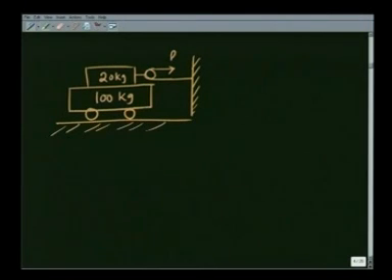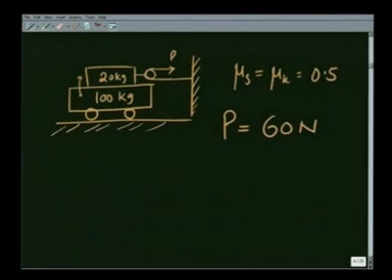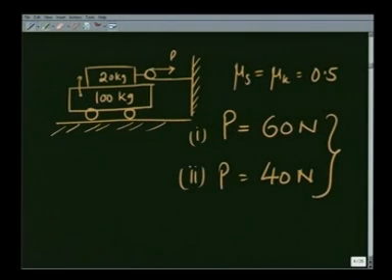The coefficient of friction, whether static or dynamic, let us take it to be the same, between these two masses is given to be mu s, almost the same as mu k, equal to 0.5. And we would like to know what are the accelerations of the two masses in case P is 60 newtons, case 1, and case 2 when P is 40 newtons. Let us see what happens in the two cases.